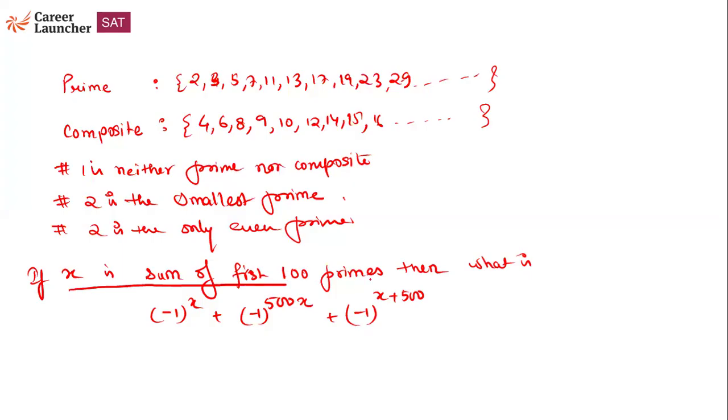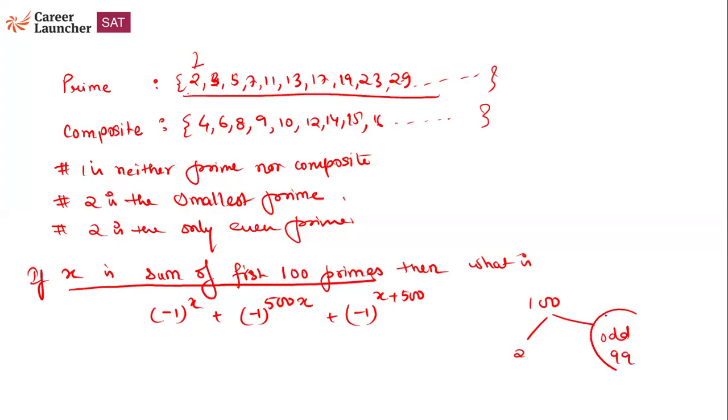If x is the sum of the first 100 prime numbers: except 2, every other prime number is an odd number, correct? That means out of these 100 primes, one of them is 2, and the other ones are odd. How many are there? 99. Sum of 99 odd integers is again going to be odd, correct? So odd plus 2. What is odd plus 2? It is again odd. So x is odd.